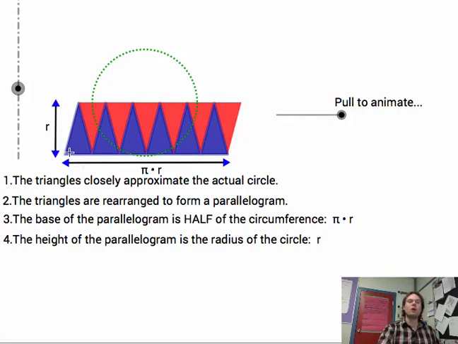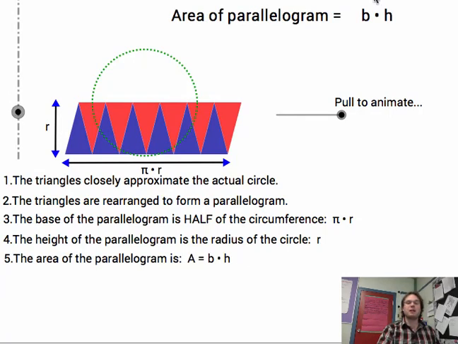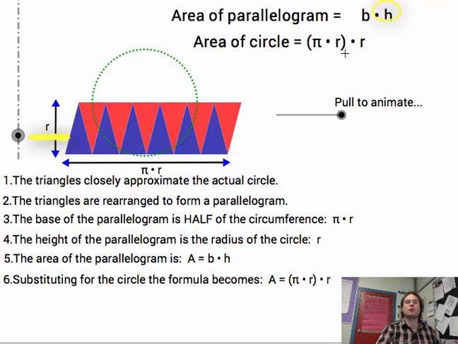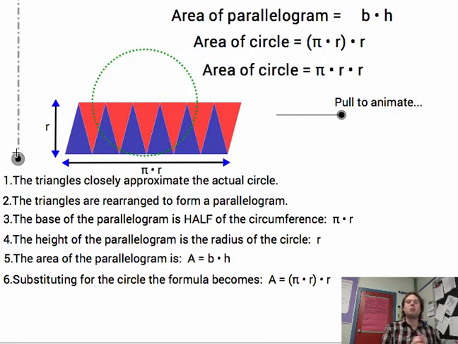So now we know the area of a parallelogram is base times height. So what we're going to do here is substitute. We know the base is pi times r, so we're going to put that in for base. And we know the height is r. So first we put the base in, pi times r, and we put in our height, r. And when we combine this together, we end up getting pi times r times r, or pi r squared.